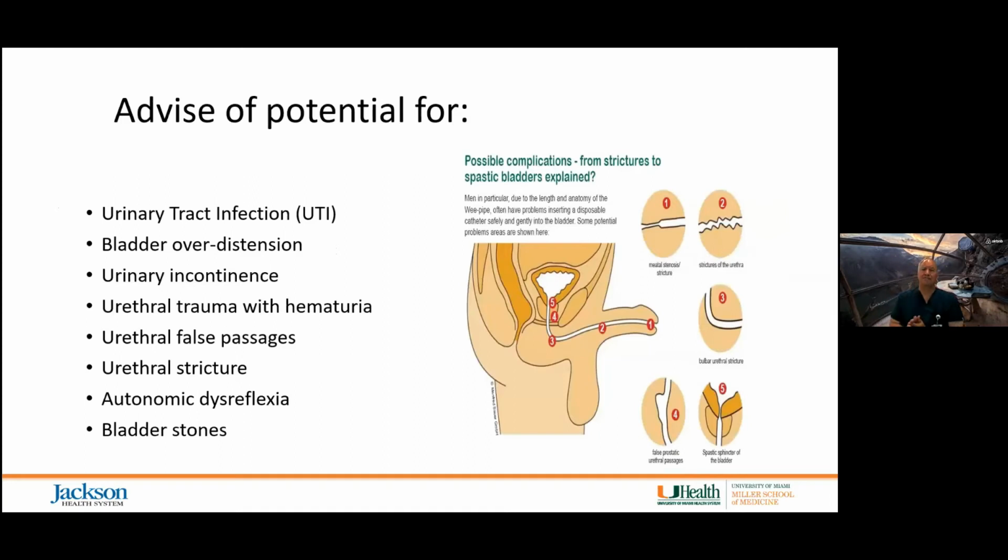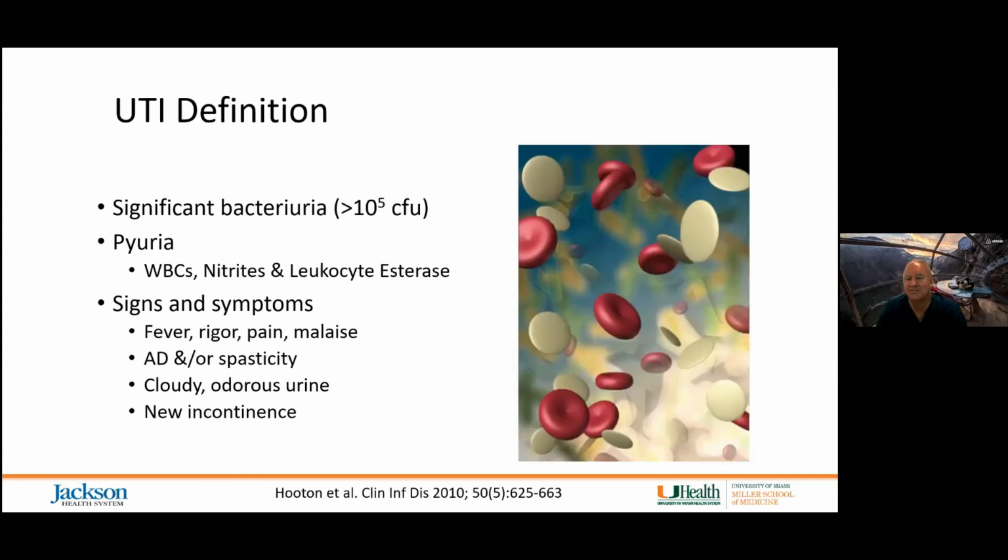So if we're going to recommend, and I usually do, intermittent catheterization, recognize that it can be associated with urinary tract infections, bladder overdistension, urinary incontinence, urethral trauma, false passages, urethral strictures, autonomic dysreflexia, and bladder stones. However, the incidence of these are significantly fewer with intermittent catheterization than with indwelling catheters. And so this is still my go-to whenever possible.